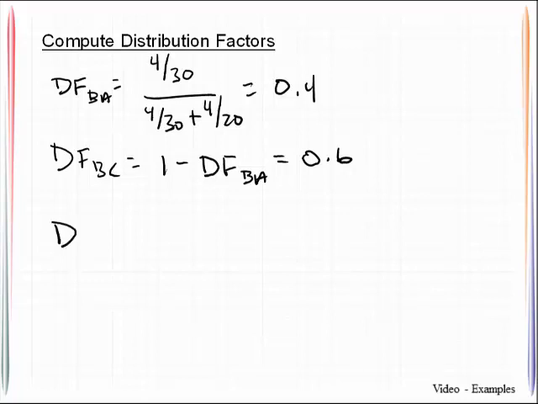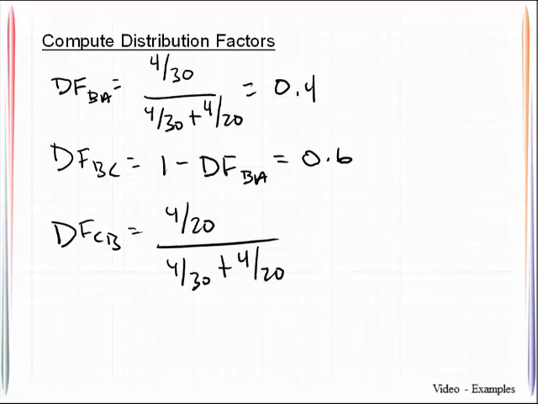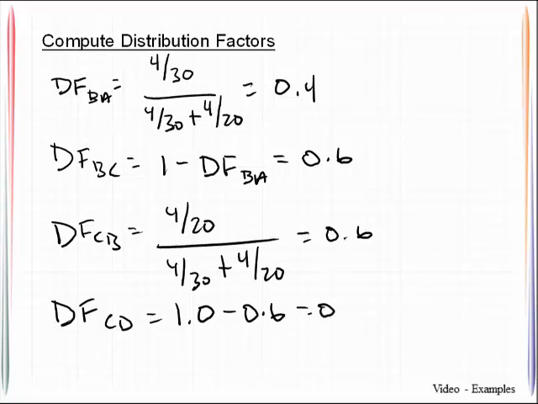Let's look at joint C. So we will take the stiffness for member CB and divide it by the total stiffness for the joint. And that will be equal to 0.6. DF of CD is equal to 1.0 minus 0.6, which equals 0.4.